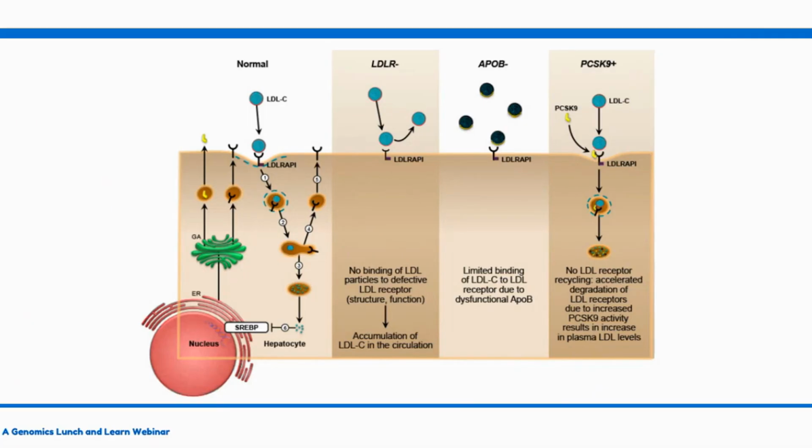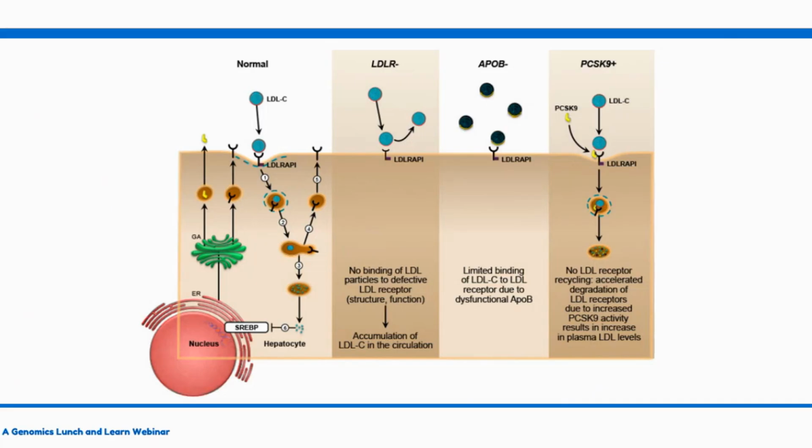Moving on to the ApoB gene. ApoB allows LDL cholesterol to attach to specific receptors on the surface of cells, particularly in the liver. Once attached, the receptors transport LDL cholesterol into the cell, which is then broken down and either used by the cell, stored, or removed by the body.